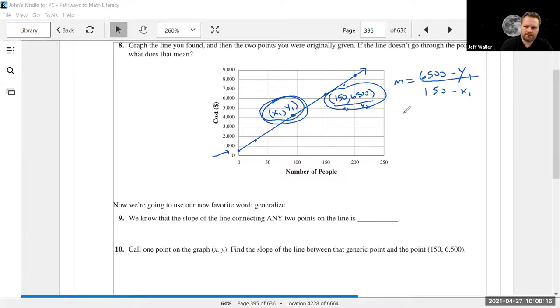So then I could actually, let me think. Now let's see if you guys are cool with this next step. This little thing here is kind of gross. What makes this really kind of gross? Because we don't know the Y1 and X1, but we can't do anything about that. But this expression is gross because there's a denominator here, right? So I could multiply both sides by 150 minus X1. So I've got M times 150 minus X1 equals 6,500 minus Y1.